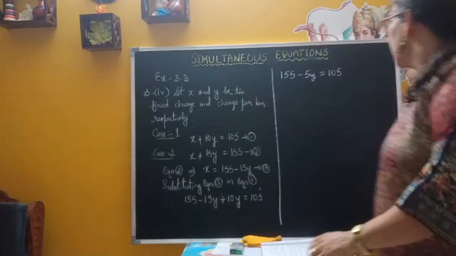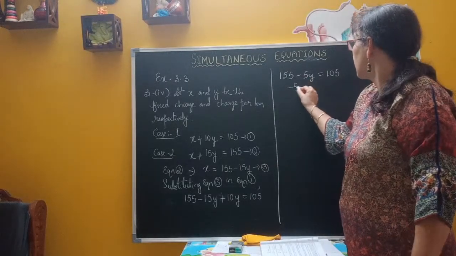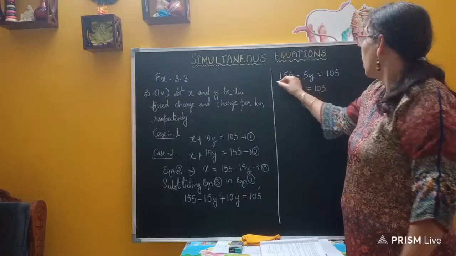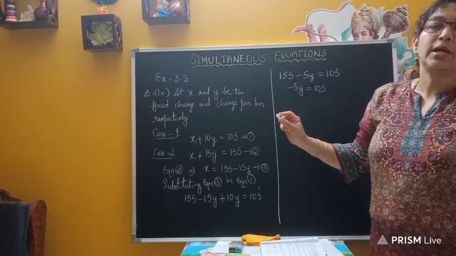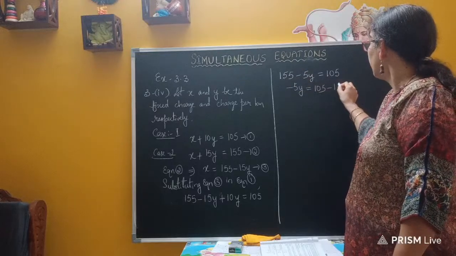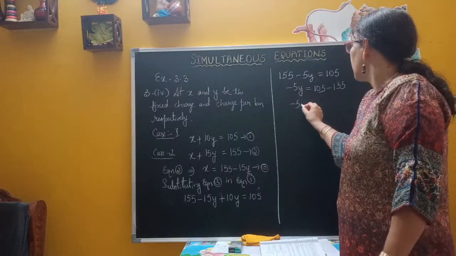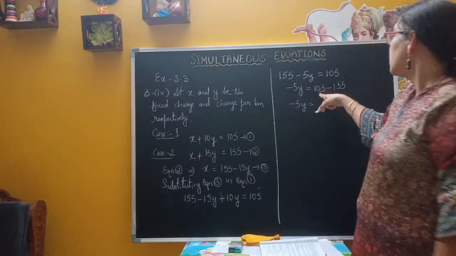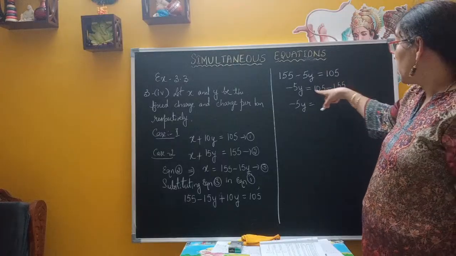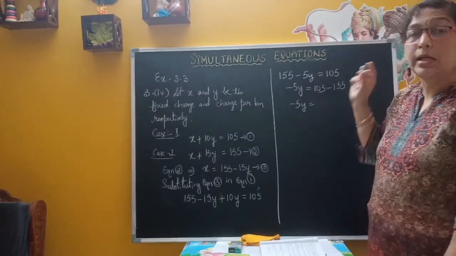Now let us find the value of y. Let us keep minus y here itself. Minus 5y is equal to 105. When I transpose 155 to the RHS, plus 155 becomes minus 155. So minus 5y is equal to plus 105 minus 155. What should be done here? Subtraction, because one has a plus sign and the other a minus sign. Subtract and put the greater number's sign.